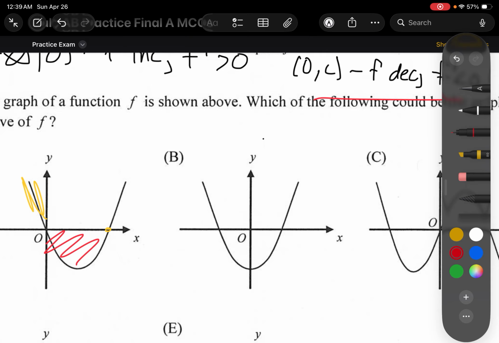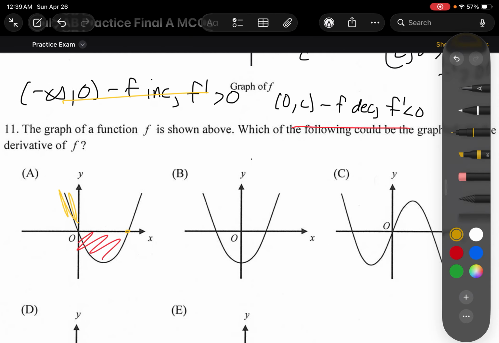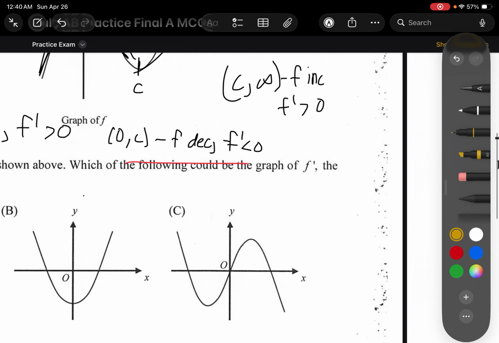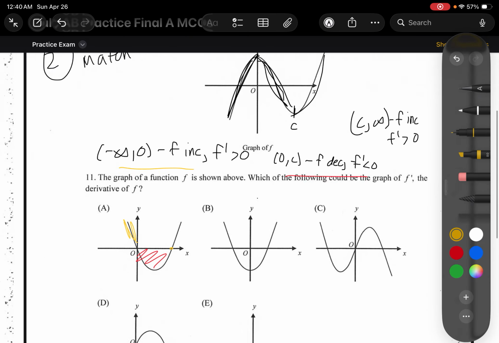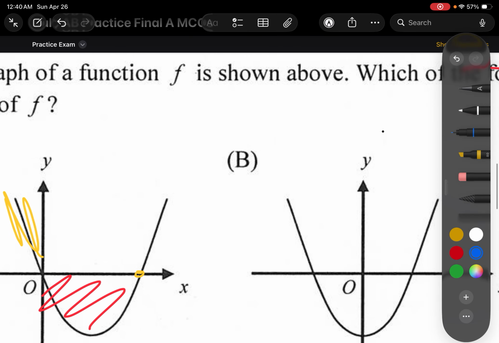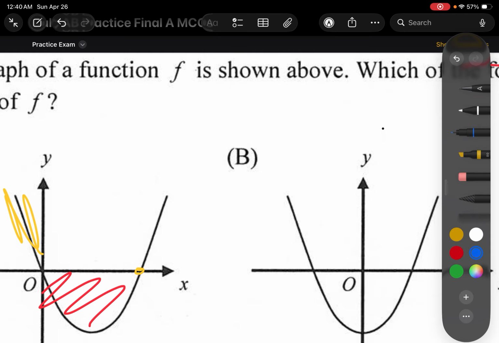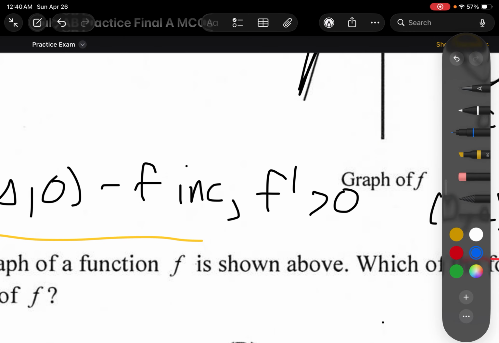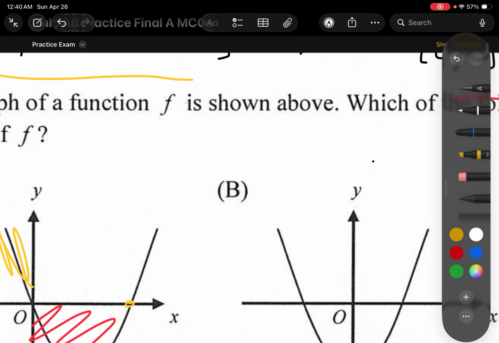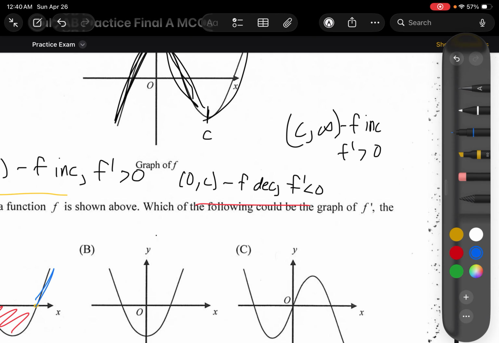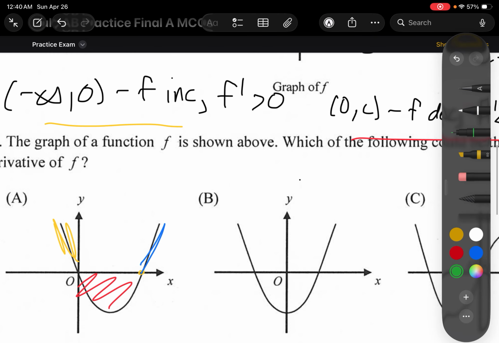And from, let me color code it. And from c to infinity, is f increasing? Yes. Why? It's because f prime is above the x-axis. So that means that f is increasing. So A seems like our answer for now, but let's double check on the other ones to prove they're incorrect.